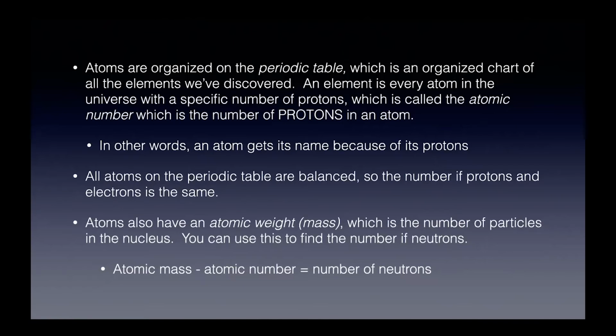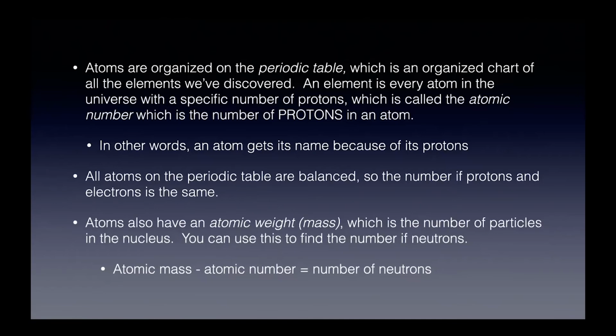You can actually use the atomic mass to find the number of neutrons. The formula is down there. You're going to want to make sure you keep this in your memory banks or write it down for reference later. But to find the number of neutrons, you have to take the atomic mass and subtract the atomic number. Let me explain why.